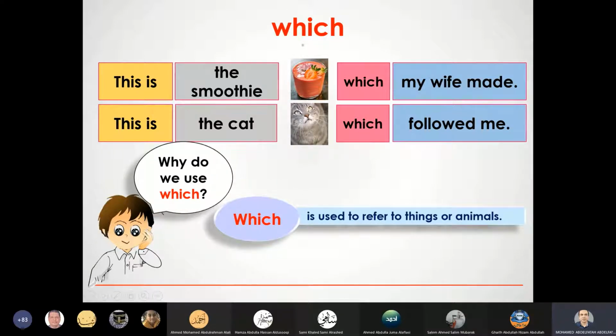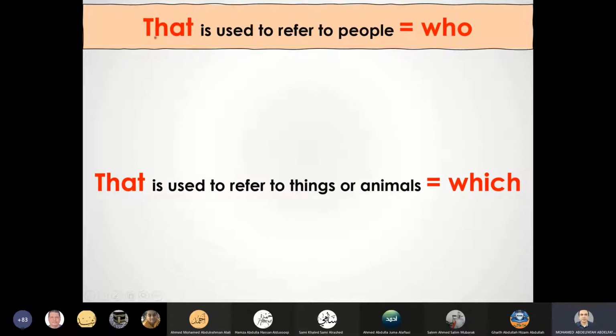Now let's go to the next relative pronoun, which is that. Remember, we used the relative pronoun who for people and the relative pronoun which for animals and things. Here, that is used instead of who and instead of which. That means that is used to refer to people, and also you can use the relative pronoun that to refer to things or animals. Teacher, we can use the relative pronoun that instead of who and instead of which. Yeah, you can use that instead of who and instead of which.